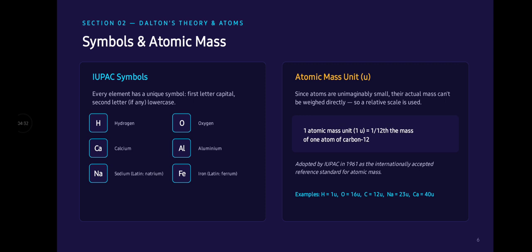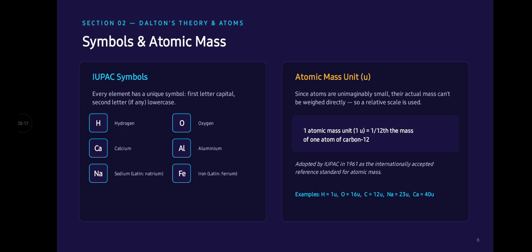Atomic mass unit is denoted by u, small u. Since atoms are unimaginably small, their actual mass can't be weighed directly. So, a relative scale is used. 1 atomic mass unit, 1 u, equals 1 upon 12th the mass of 1 atom of carbon-12. Adopted by IUPAC in 1961 as the internationally accepted reference standard for atomic mass.